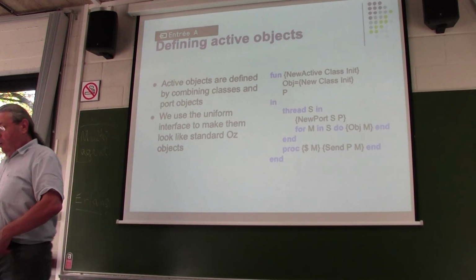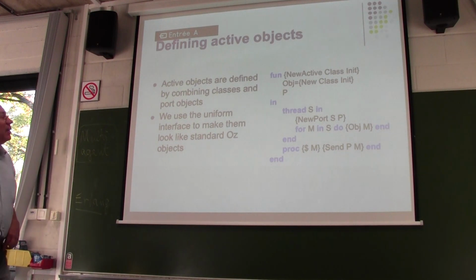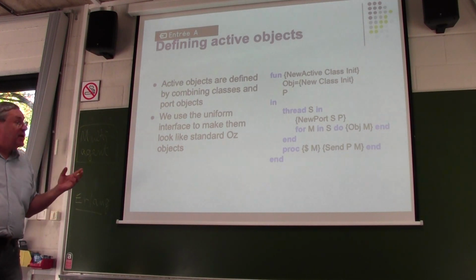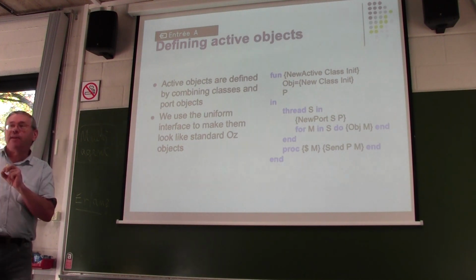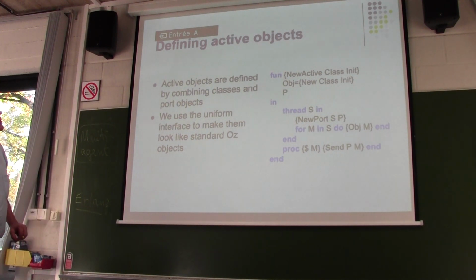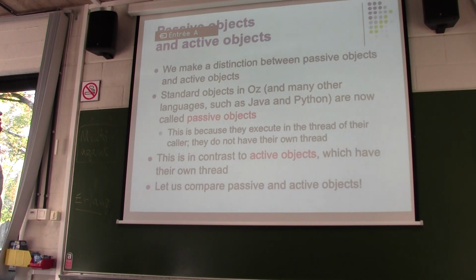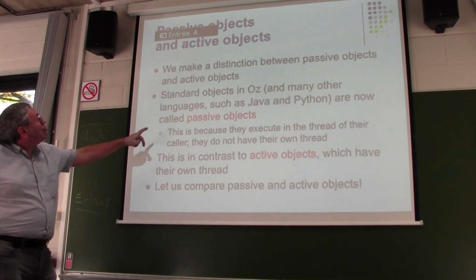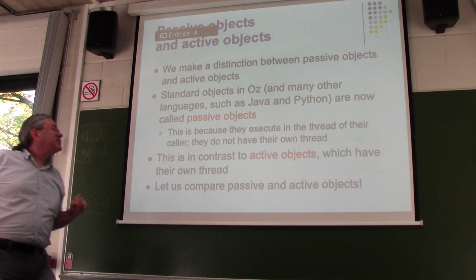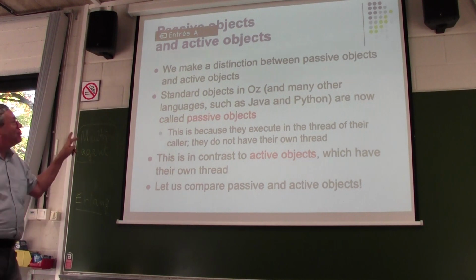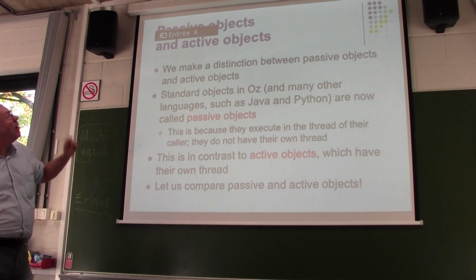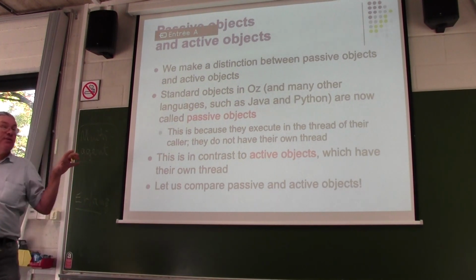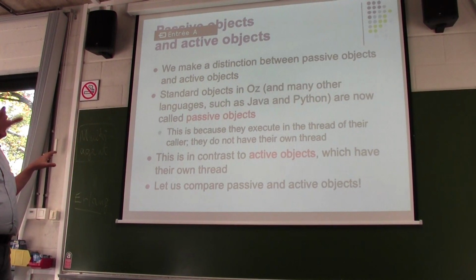Okay? So an active object is like a regular Java object, except it's running in its own thread, which is not the case for regular Java objects. So regular Java objects are usually called passive objects. And the one I just showed you, which is running in its own thread, is called an active object. So you can make a distinction between passive and active objects.